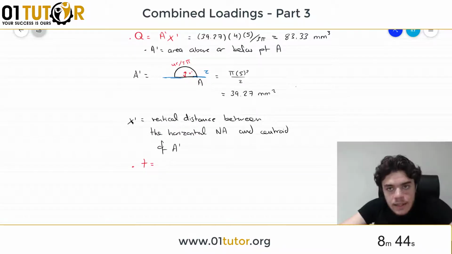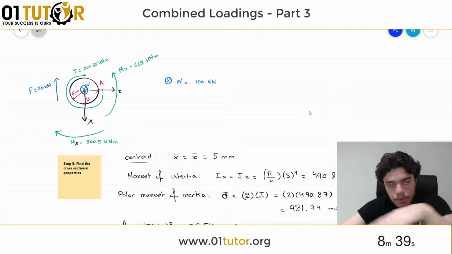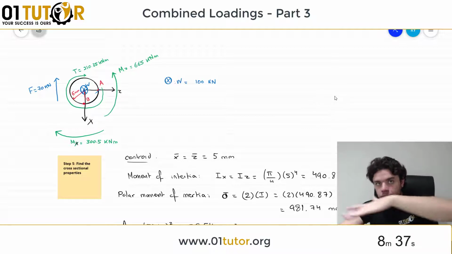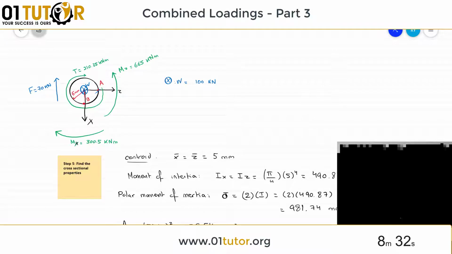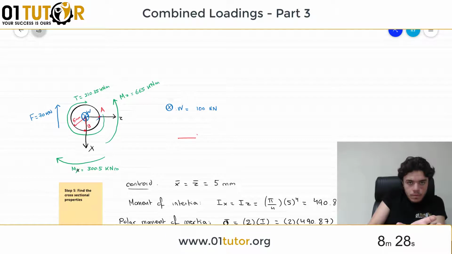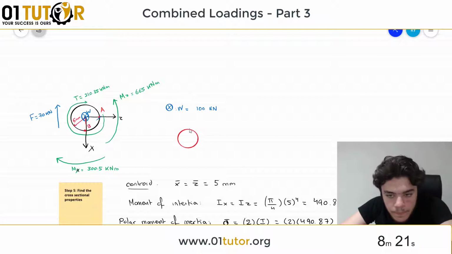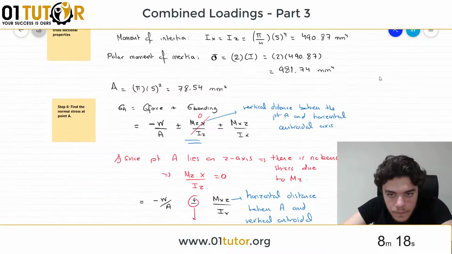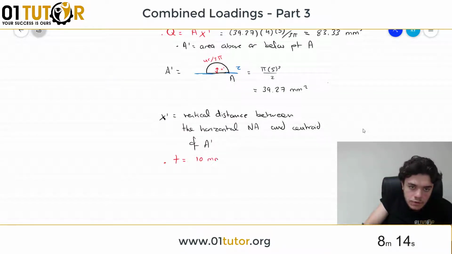What's T? Since we're dealing with vertical shear force, T is going to be the horizontal distance, passing a horizontal line through point A, and get the thickness. The thickness is going to be 10 millimeters because it's going to be equal to the diameter, right? So T is going to be equal to 10 millimeters.